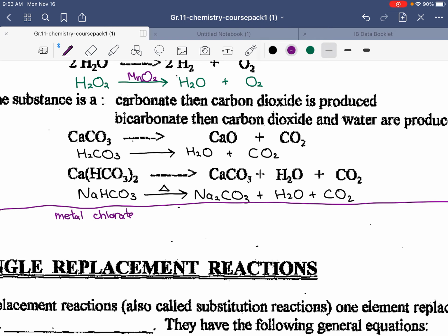Okay? Metal chlorate decomposes to give you metal chlorides plus oxygen gas. Okay? So if there's a case where you need to make oxygen for maybe a combustion reaction, this is it. This is the type of reaction that will make oxygen gas pure and highly concentrated. Let's take a look at an example.